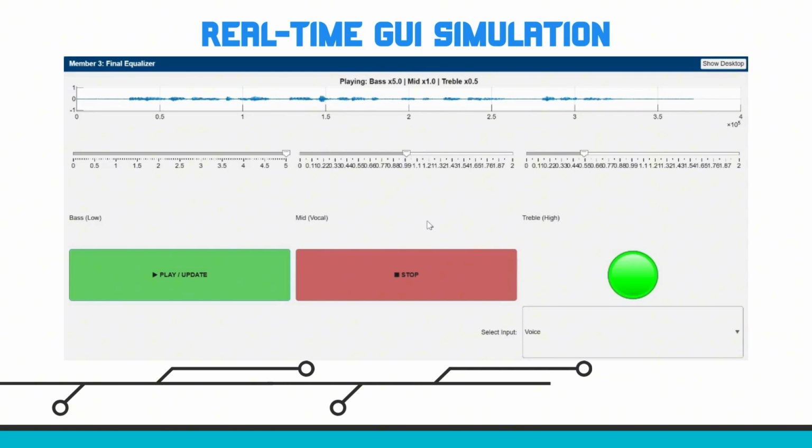So we are from group drone. So this audio is for testing the real-time equalizer.